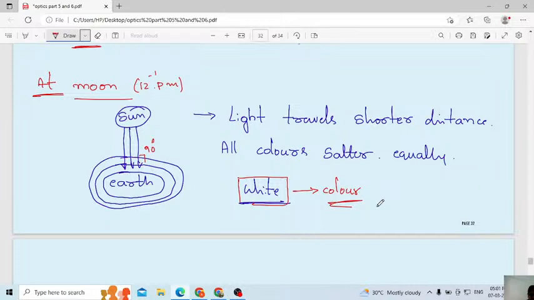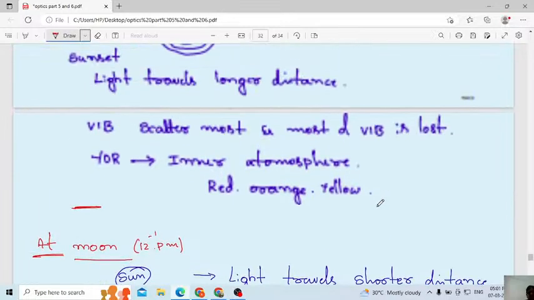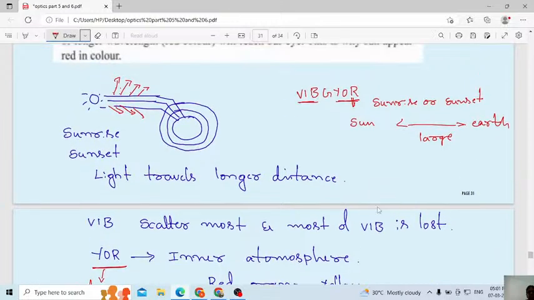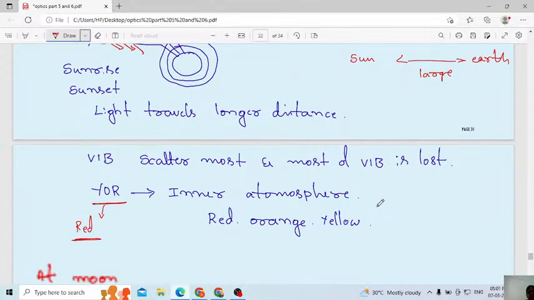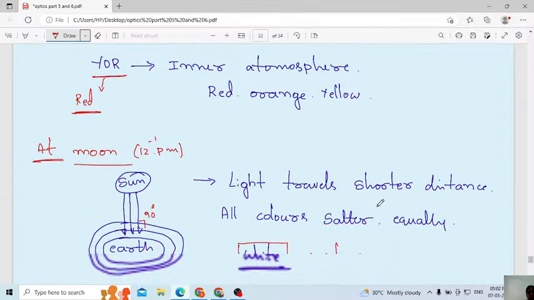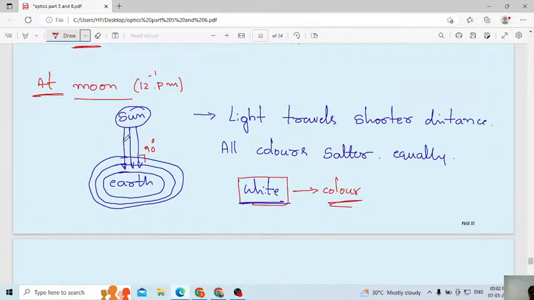These are the few important applications you have to remember. During sunrise or sunset, why does it appear red? The remaining colors scatter the most, and only the red remains at the end. But at noon, because of the shortest distance between the sun and the earth, all the colors in the VIBGYOR get scattered equally.